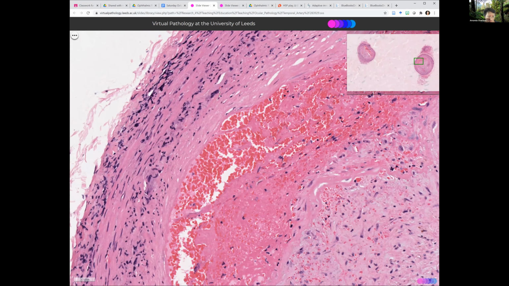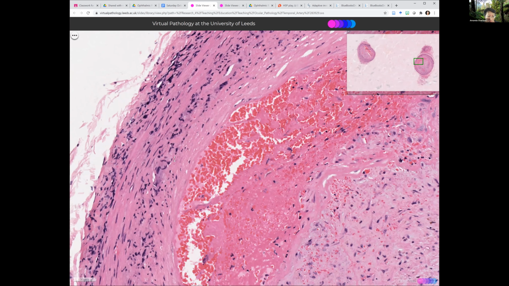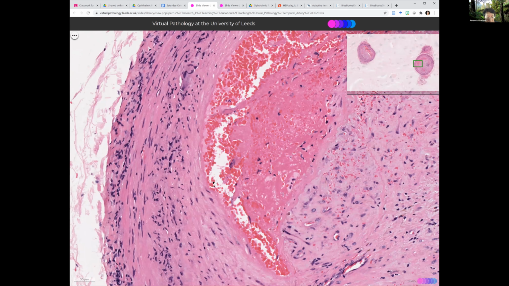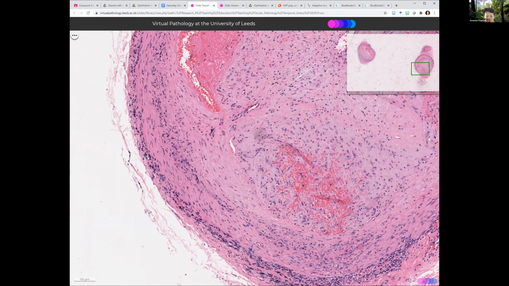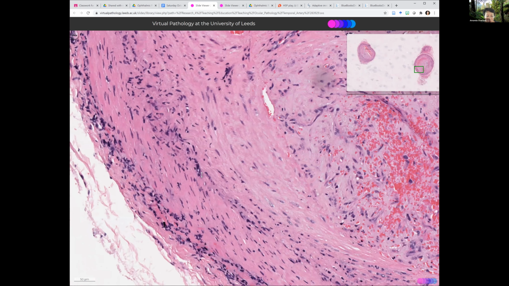And I can't go any higher power. I can see a conglomeration of multiple nuclei together, and I'm suspicious that this is a squashed giant cell. And I'm also suspicious that these are squashed giant cells as well. Even if they weren't giant cells, I think this is an arteritis or a vasculitis in an artery, therefore an arteritis.